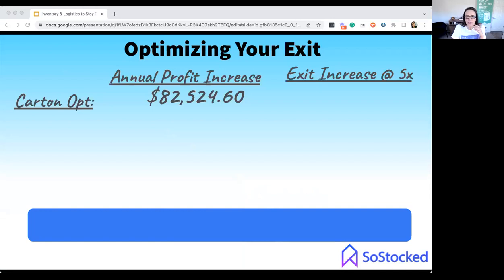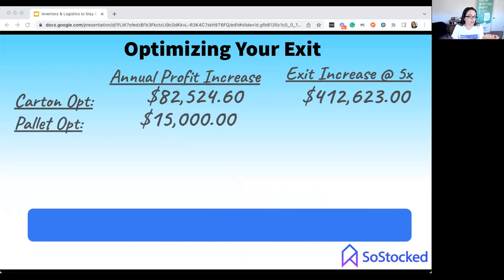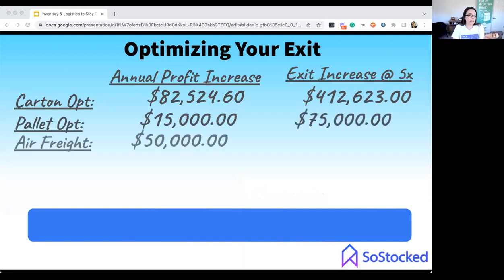All right, let's talk about what these optimizations look like if you were to exit your business. We'll use a 5x multiple since that is fairly standard. We had carton optimization, let's say $82,000 a year. That would, at a 5x multiple, be over $400,000. Let's say pallet optimization saves you $15,000. That would be $75,000 on exit.